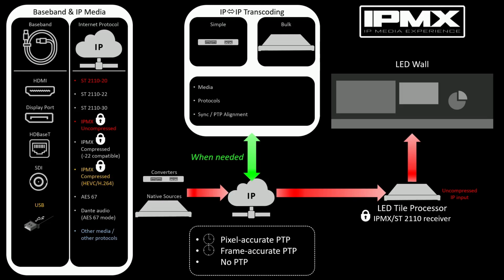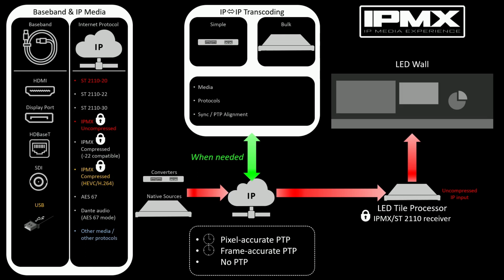So you can do protocol conversions as well. So that would mean taking an NDI camera, put it on an IPMX network, convert it to something that a device that's IPMX powered can recognize, and it's now an available source.